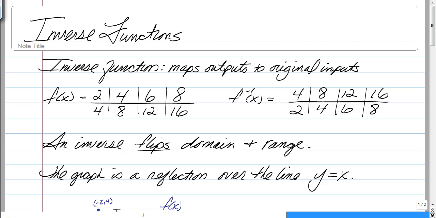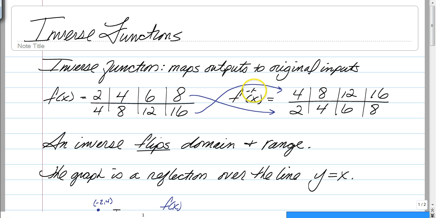Welcome to inverse functions. This video is going to take you through inverse functions, which basically map outputs to original inputs. So what we're trying to say here is basically you just switch x and y. That's what inverse functions do. You switch x and y. So your inputs become the outputs and the outputs become your inputs.